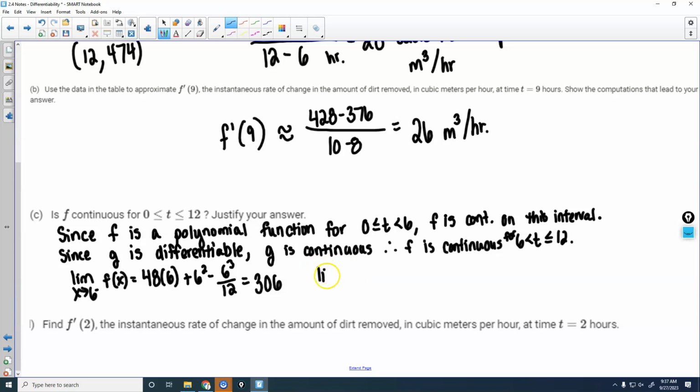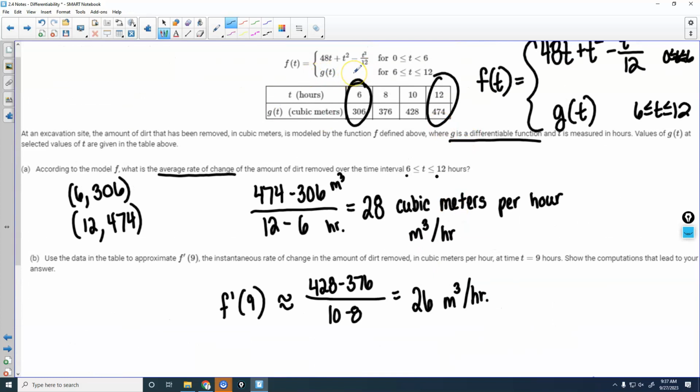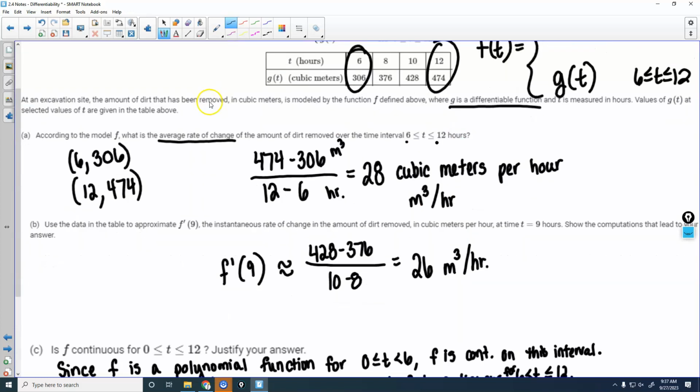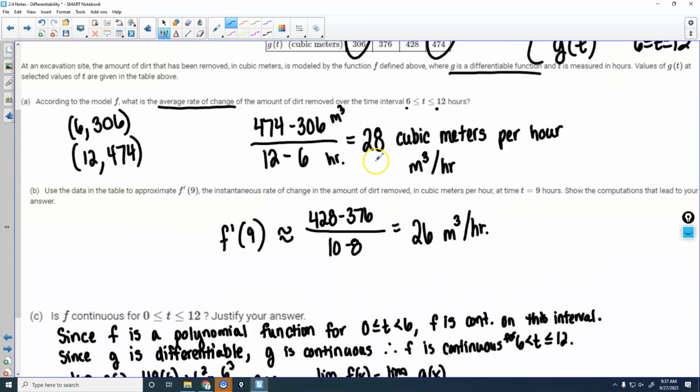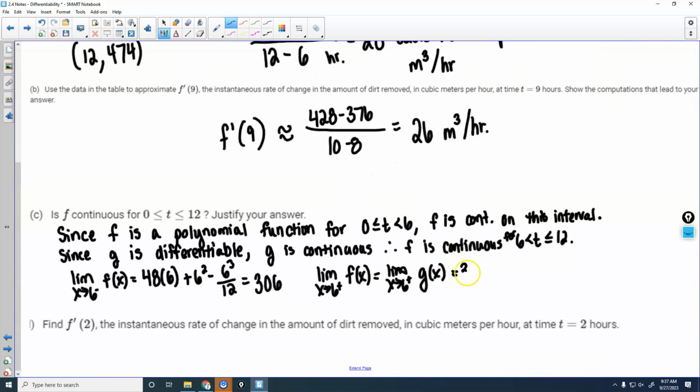Okay, our limit as x approaches 6 from the right of f of x would really just be the limit as x approaches 6 from the right of g of x, because for 6 we're using the function to the right. And what is g of 6? It is 306 from that table, so it equals 306. We also need to show that f of 6 equals 306, which it does. You can just write that down, it's fine.